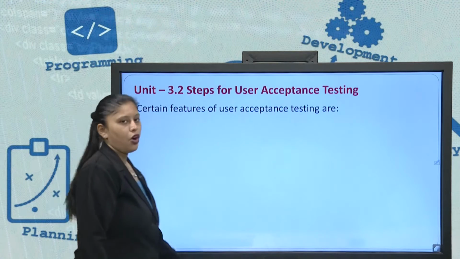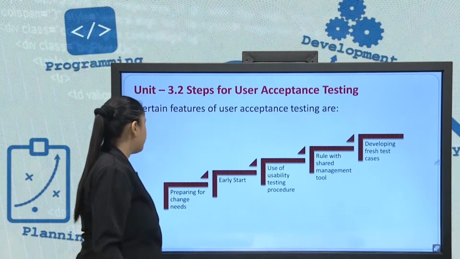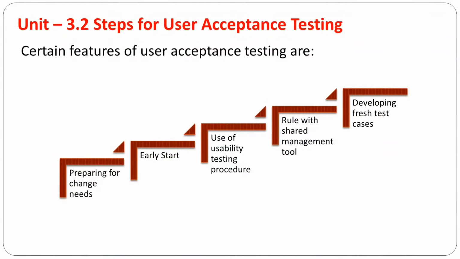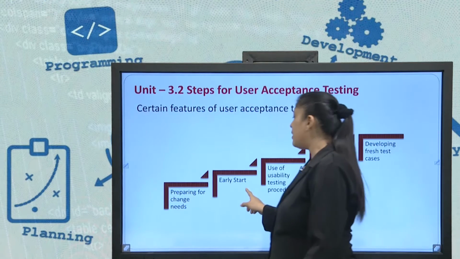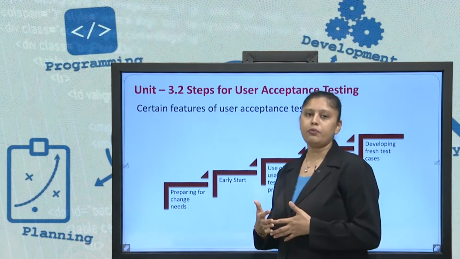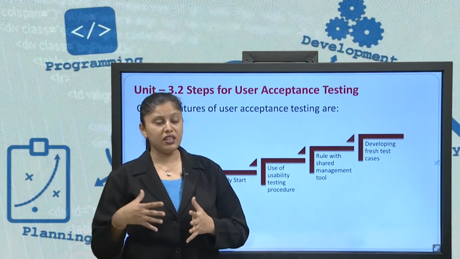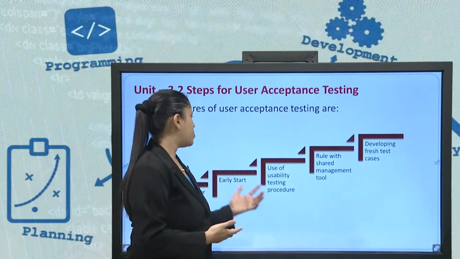Now let us see what are the features of user acceptance testing. It is preparing for change needs, that is, if my particular user needs some changes to be there, we have to prepare for that particular need of change. Then early start. Now we are supposed to start with our product development. Once I have got my customer requirements, the needs, the changes that I need to have in my software, then I have to start with it.